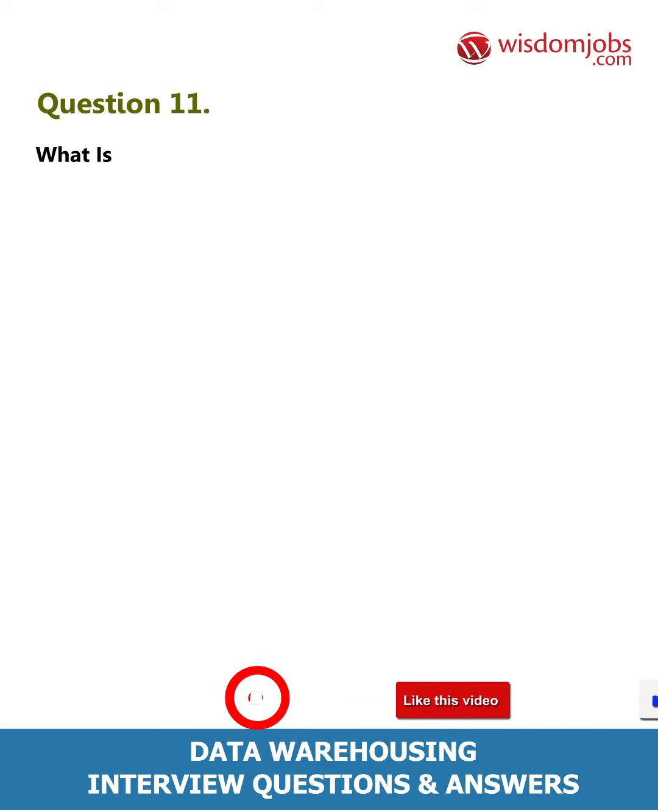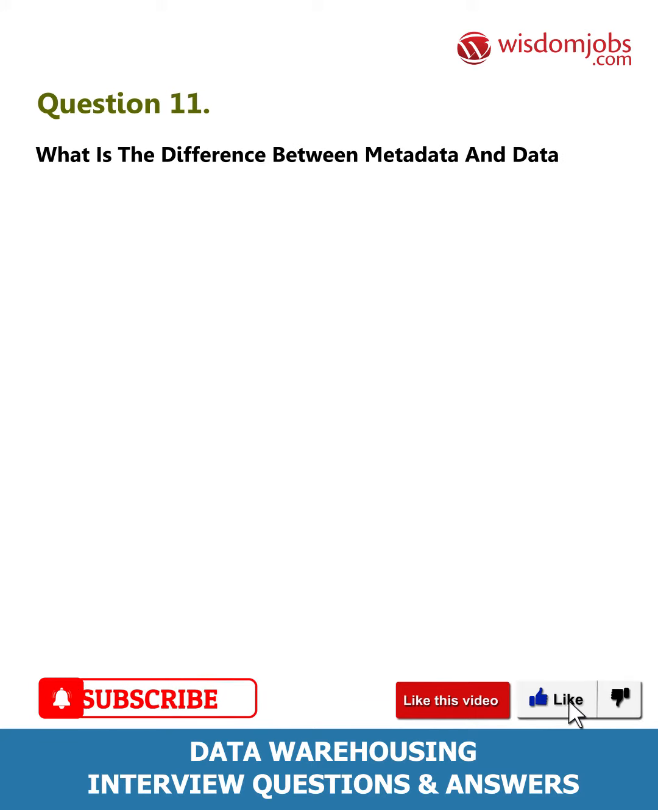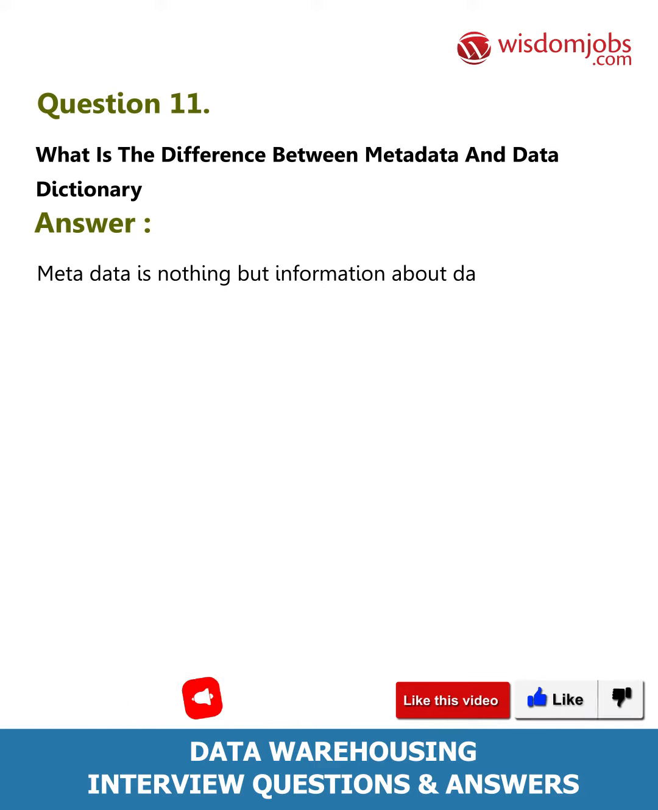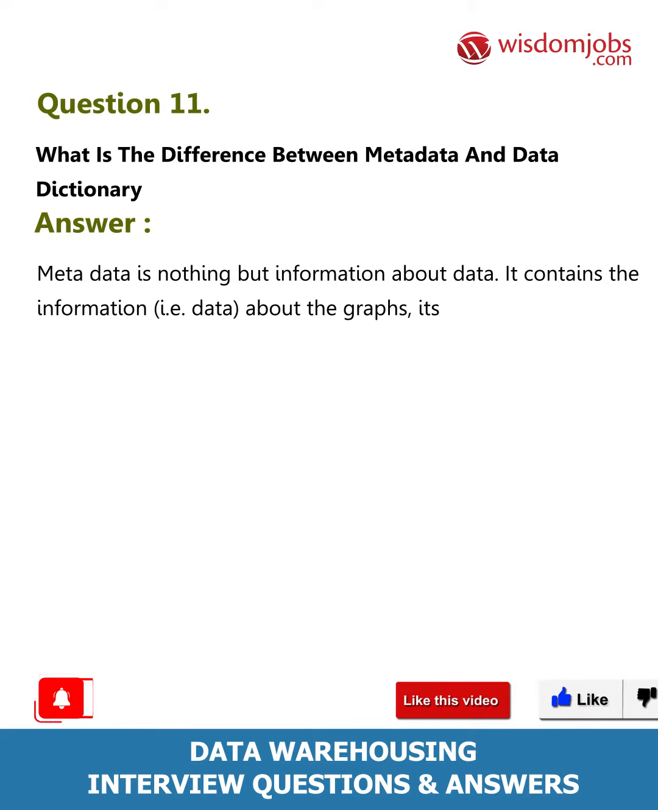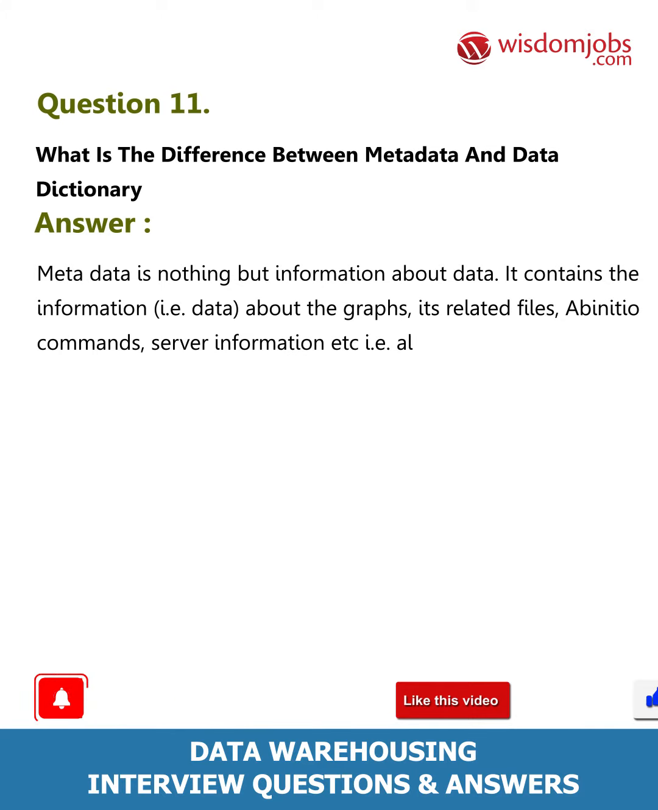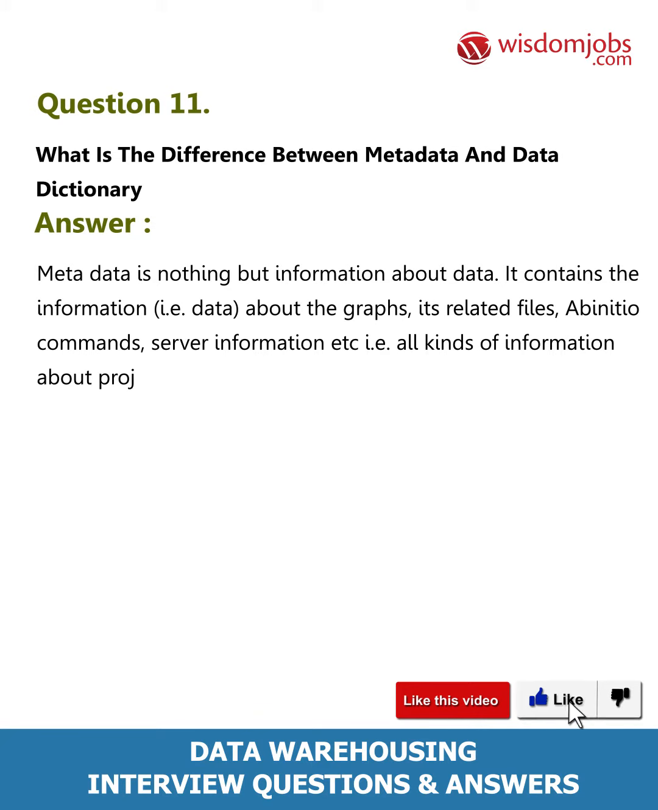Question 11. What is the difference between metadata and data dictionary? Answer. Metadata is nothing but information about data. It contains the information, that is, data about the graphs, their related files, Ab Initio commands, server information, etc., that is, all kinds of project-related information.